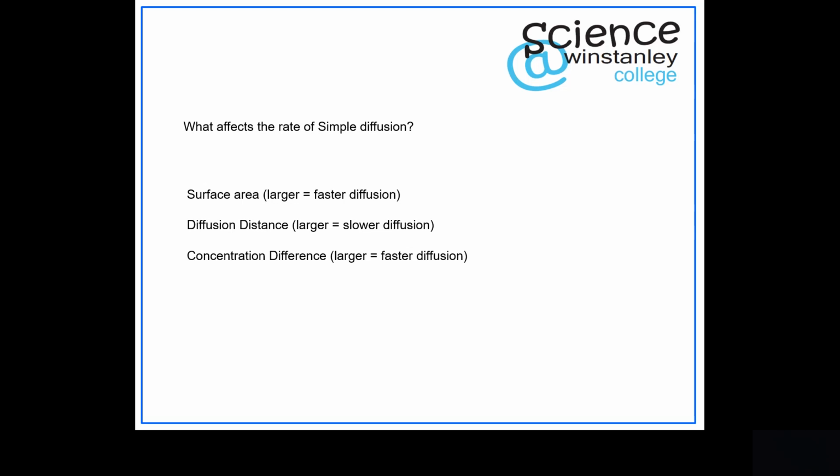And the concentration difference, how steep the gradient is. Is it high on one side, mediumish on the other? It will diffuse, but that will not be as fast as if it was very, very high on one side and very, very low on the other. The concentration difference, or the concentration gradient, would be steeper, and therefore it would go faster.